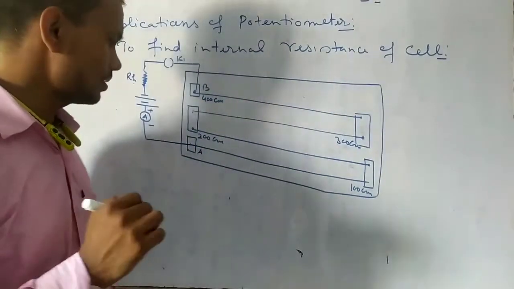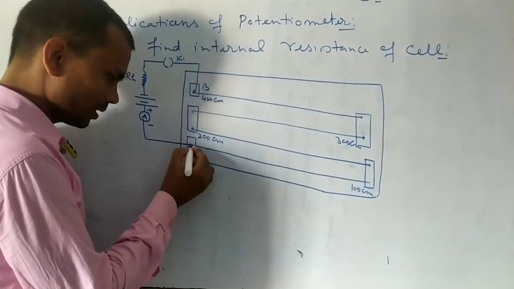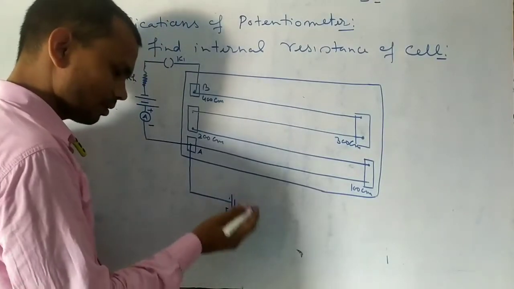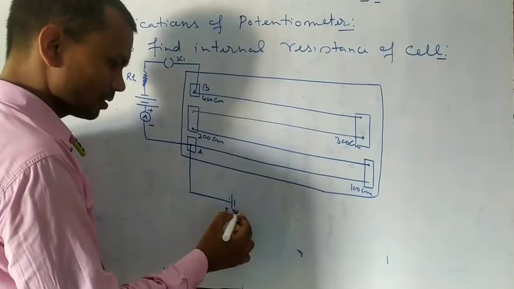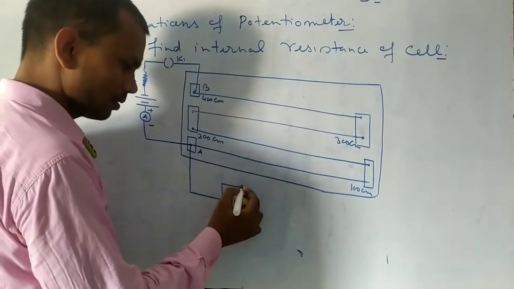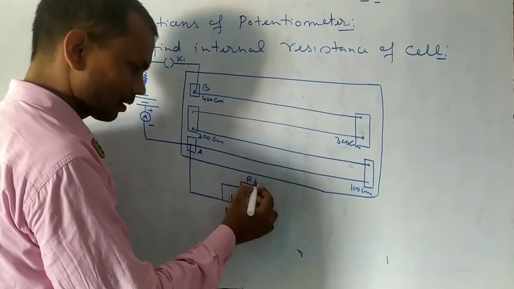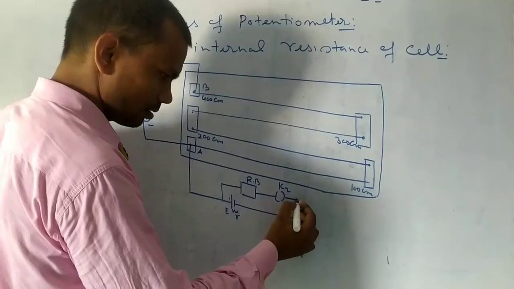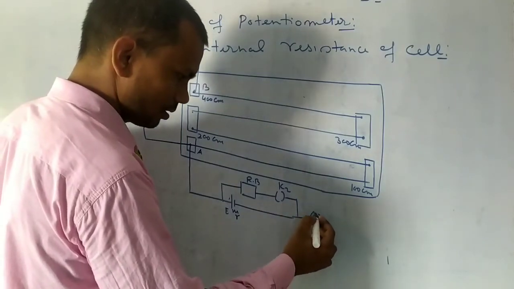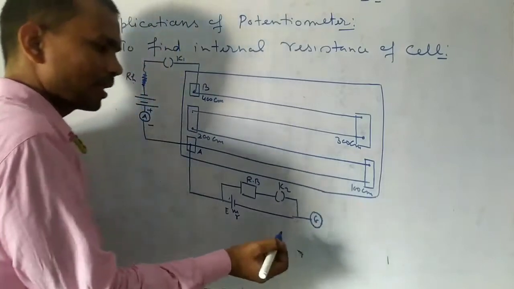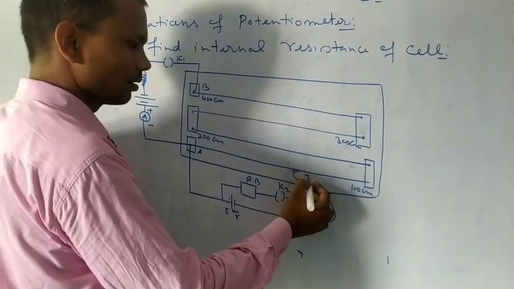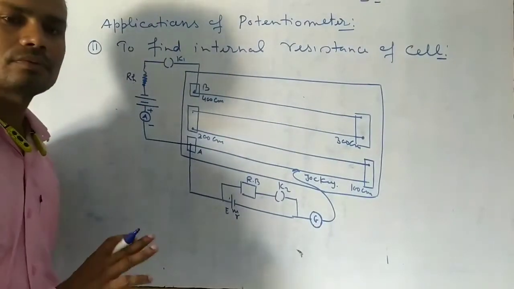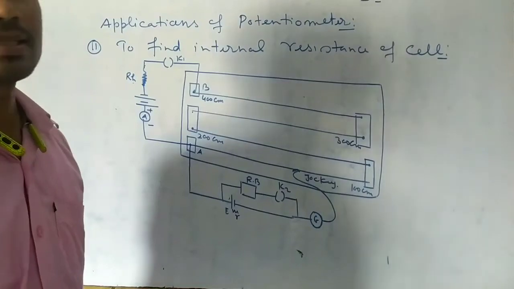Now for internal resistance, you have to take one connecting wire, and with the help of this connecting wire you have to connect the positive terminal of the given cell. Suppose the internal resistance is r, then in parallel you have to connect one resistance box R, and then another key, suppose this is K2, and this is connected with the galvanometer, and the other end of the galvanometer is connected with the jockey. This is the jockey. So this is the complete circuit diagram related to the internal resistance of the cell.